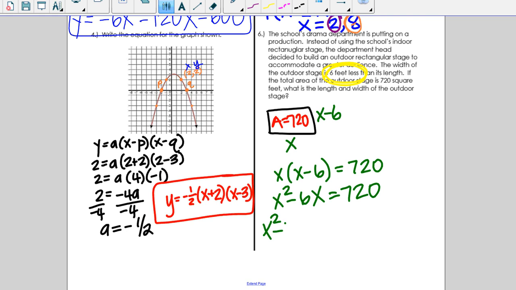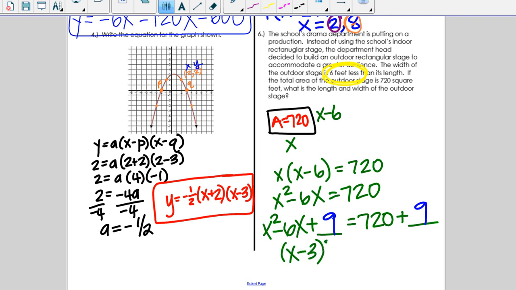So I'm going to do x squared minus 6x plus a blank equals 720 plus a blank. 6 divided by 2 is 3. 3 squared is 9. What you do to one side, you do to the other. By doing that, we know that this factors to x minus 3 times x minus 3, which is x minus 3 squared equals 729. Okay, so remember that the parenthesis will always be half of b, and it'll match exactly what it is. So b is negative, so therefore you're going to have a negative in your parenthesis.